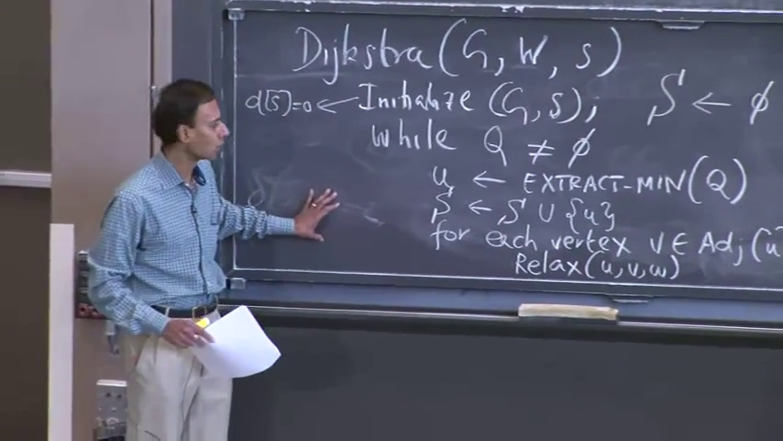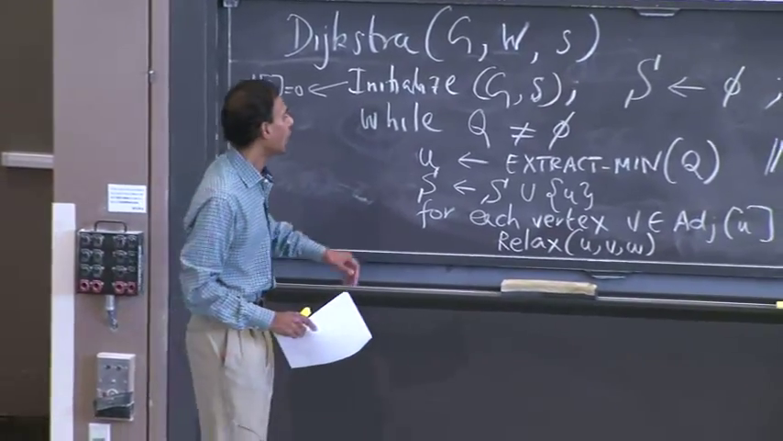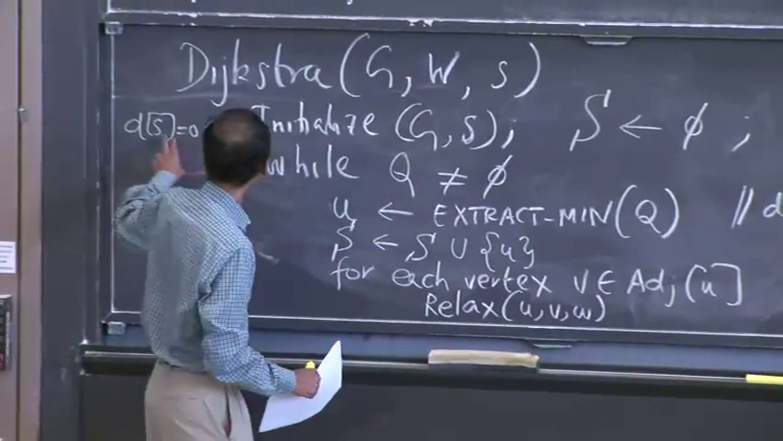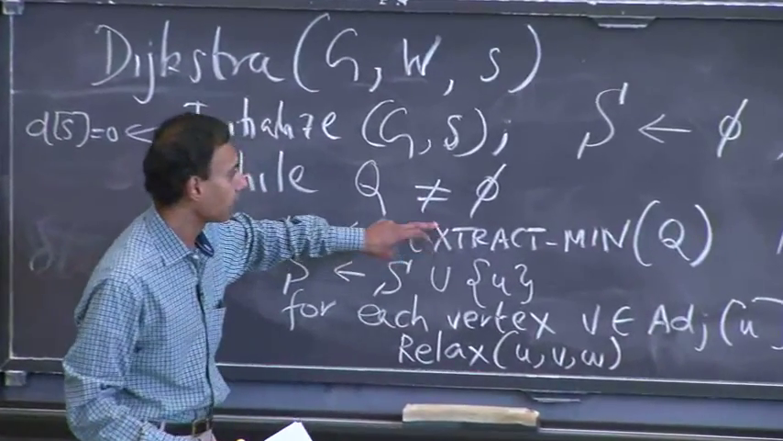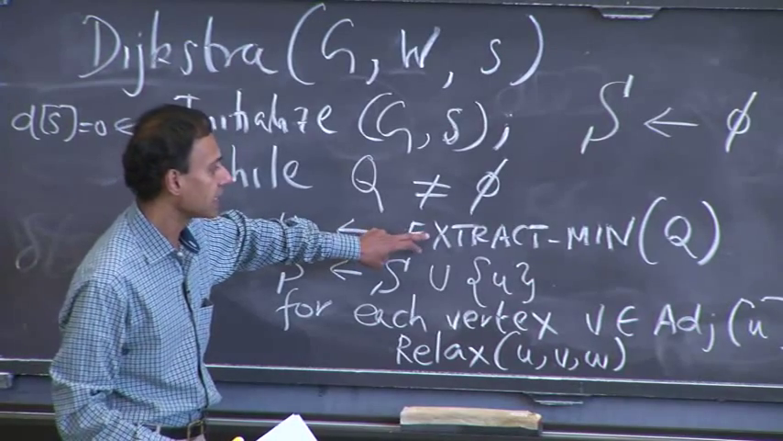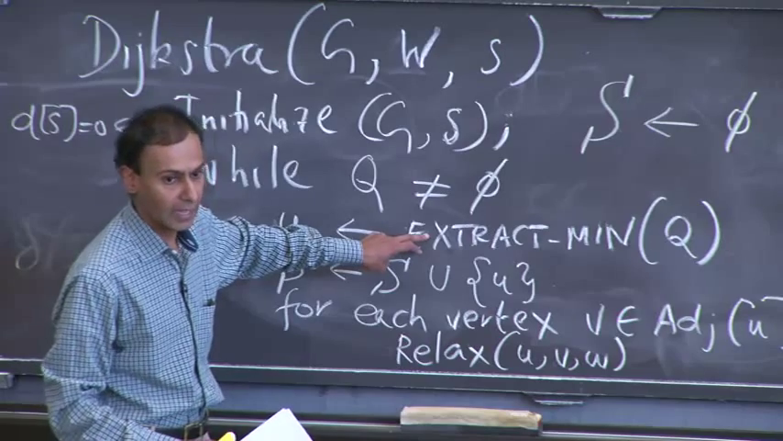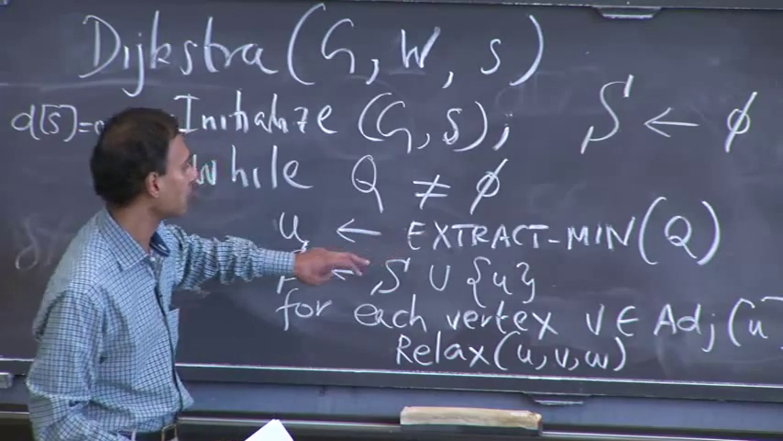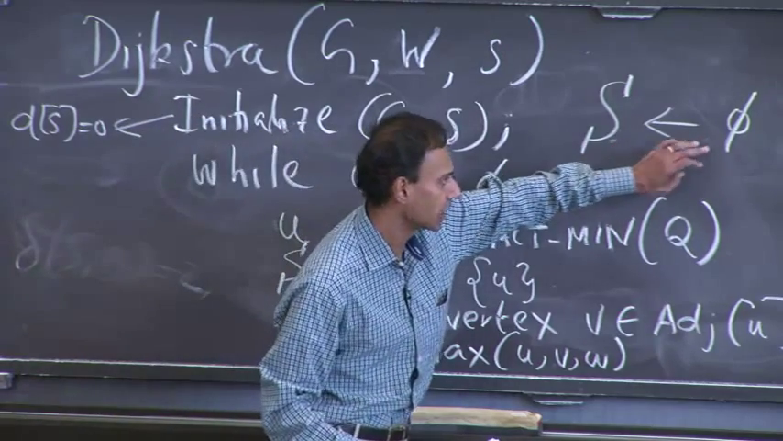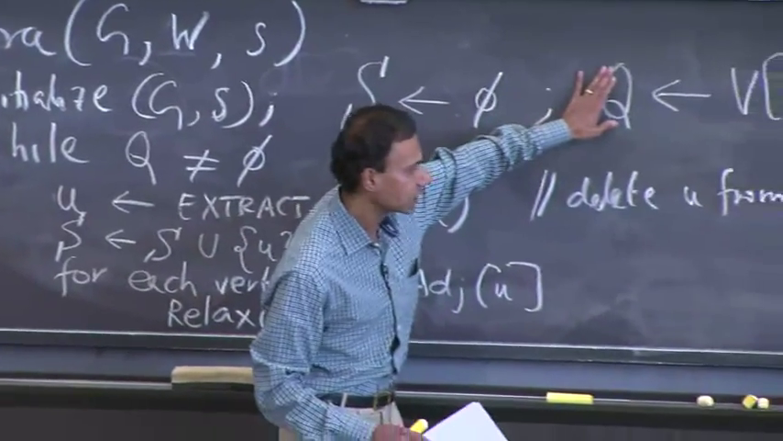I guess you guys are going to code this at some point. Yeah? How are the vertices comparable? In what way? Oh, that's a good question, and I should have made that clearer. The extract min: Q is a priority queue, and the priorities of the vertices are the d values, okay? Initially, S being null is clear, I hope. And Q being the set of vertices is clear as well.